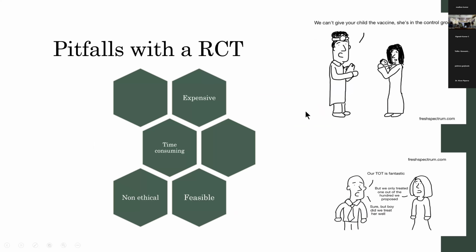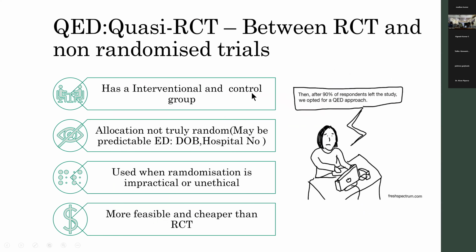Now, we know RCT is very good, but there are some pitfalls with RCT. It's very time consuming, it's expensive. Sometimes it may not be ethical. For example, in vaccines in children or in some pregnant women, it may not be feasible. So to overcome these pitfalls, we can do something called a quasi-experimental design.